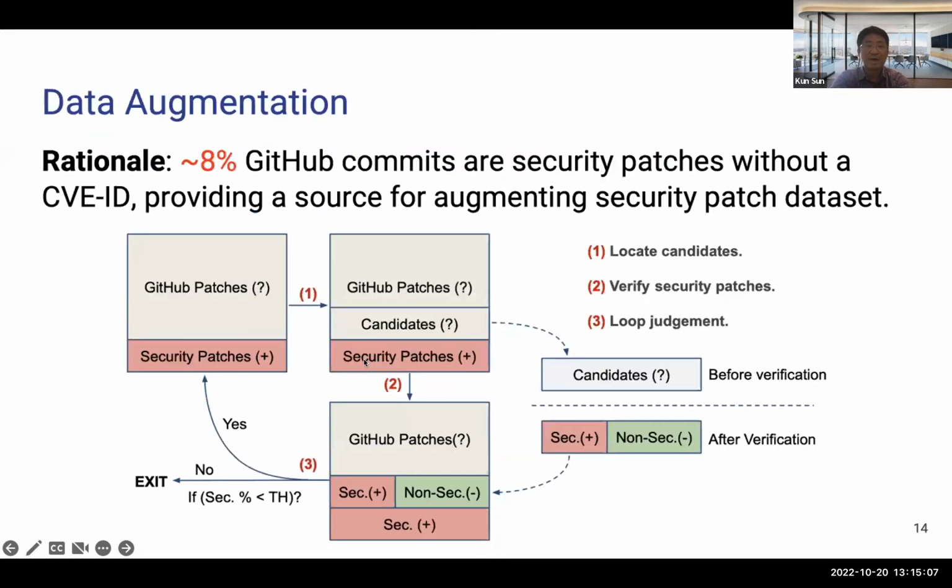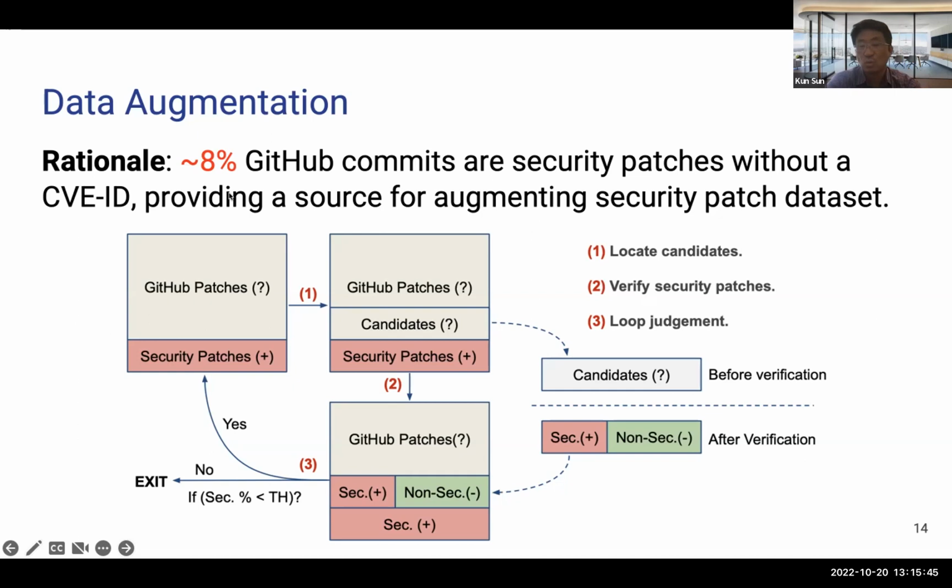So for the second step, after we collect more than 4,000 security patches from NVD, we do this data augmentation. The main idea is, we observe that around 8% of the GitHub commits are actually security patches, but they may not be given a CVE ID. In other words, they may not be reported to CVE. So from those GitHub commits, we can get more security patches.